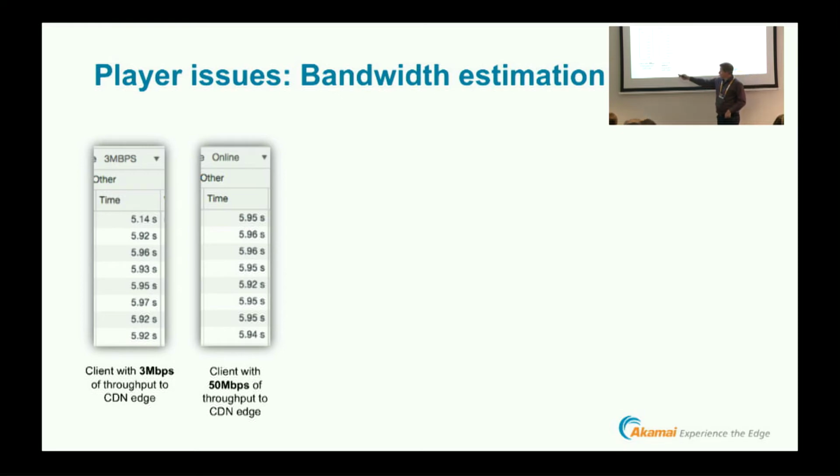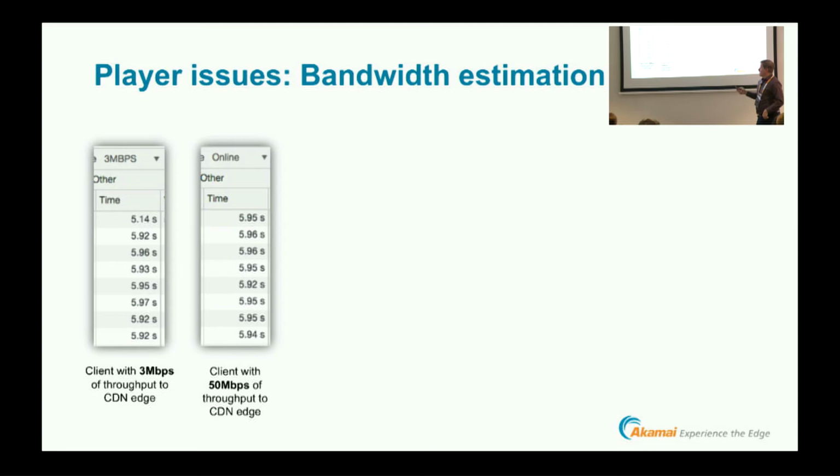Here's a client with more than 10 times the throughput, 50 megabits per second. And notice the segments don't really come any faster. And that's because they can't. The encoder is making them. It's making 6 seconds of data every 6 seconds, and the server cannot give it any quicker to the client. So having lots of throughput, more throughput than the encoded bitrate of the content, doesn't get it to you any faster.